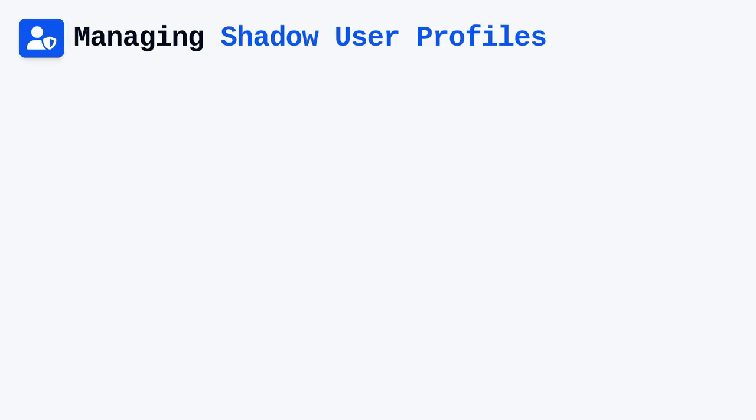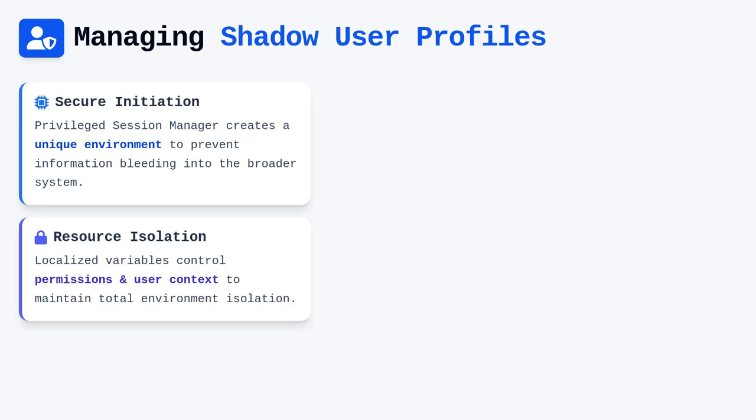Managing shadow user profile attributes is a core component of maintaining secure and isolated execution environments for these sessions. You must consider how localized resource isolation variables affect the behavior of the target software, particularly regarding permissions and user context. When a session is initiated, the privileged session manager creates a unique environment that must prevent the application from bleeding information or access into the broader system.